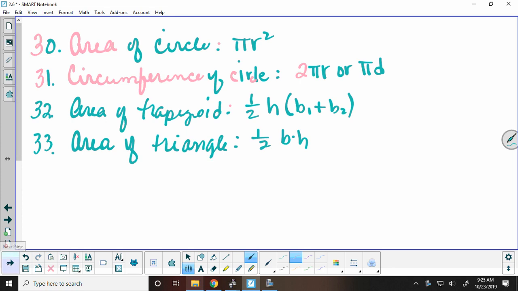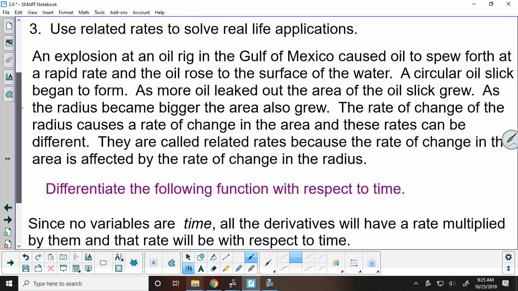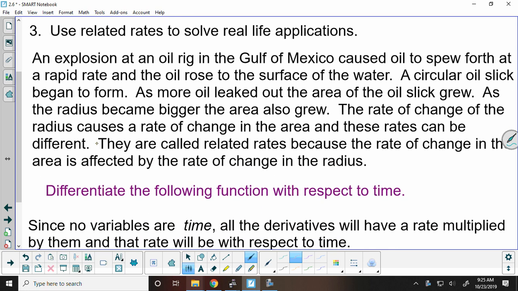All right, so this is where we're headed. What was really funny is I wrote this before the BP oil spill. An explosion at an oil rig in the Gulf of Mexico, and I think before that it was an oil tanker, caused oil to spew forth at a rapid rate, and the oil rose to the surface of the water. I think it's still leaking. I don't think they have closed it.